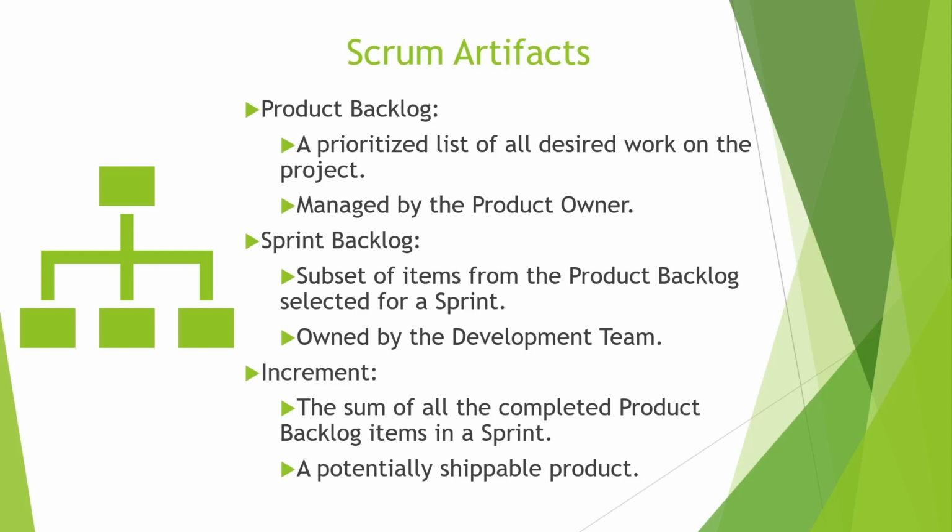And then the increment is the sum of all the completed product backlog items in a sprint. Let's say you selected 5 items to be completed in a sprint, but there could be an item or feature that is much bigger to develop, so it might take 2 sprints to complete. So you always want to say, okay, we started with 5 tasks, but 4 were completed, so we want to ship those 4 features out. And then the increment is, at the end of the sprint, a potentially shippable product, depending on where you are with your initial product release.